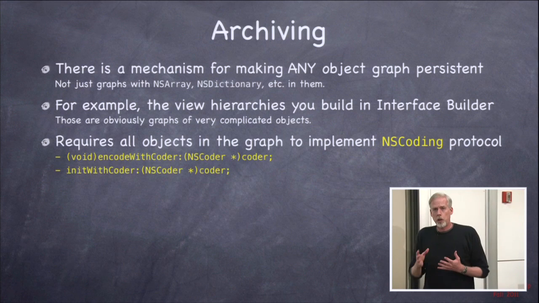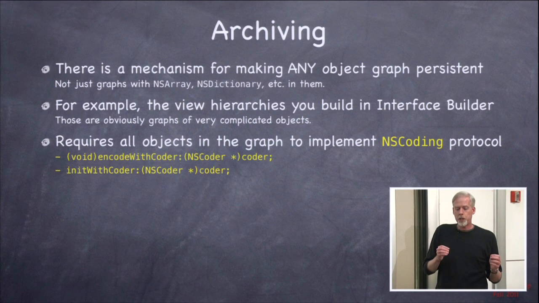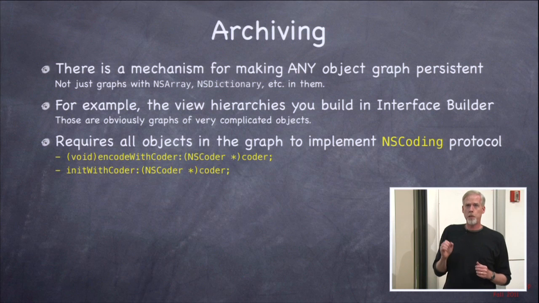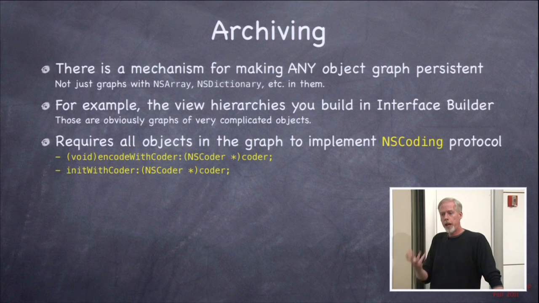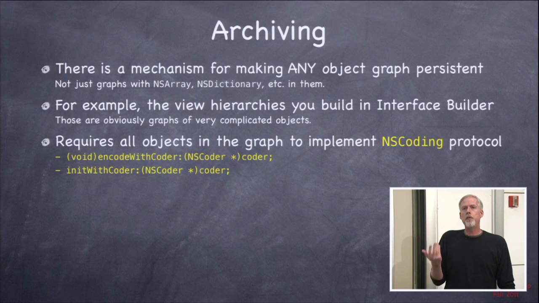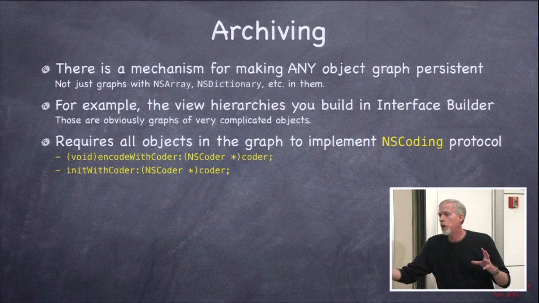The way this works is all the objects in the graph have to implement the NSCoding protocol. This protocol has two important methods in it. One of them is encodeWithCoder, which is how you put yourself into an archive. And then initWithCoder, which is how you come out of an archive. This is why view controllers and views that come out of a storyboard do not call their designated initializer, because they're using this initializer instead. The archiving system does alloc initWithCoder on them.